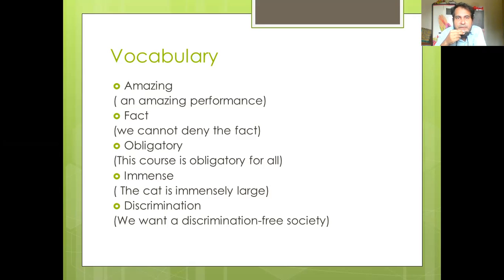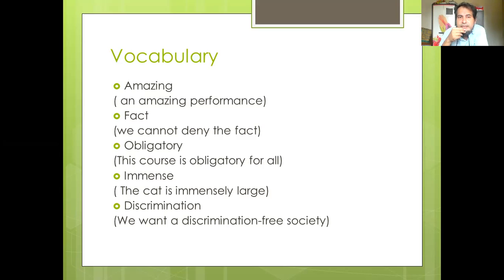The first word is amazing, very common word. We use this word and we find this word in English movies. Very common word. You should know this word. Amazing. We say an amazing performance, an amazing work done by him. So what is the meaning of amazing? Amazing means very stunning, very nice. Amazing, very good. So an amazing performance means very good or extraordinary, eye-catching. The next word is fact.